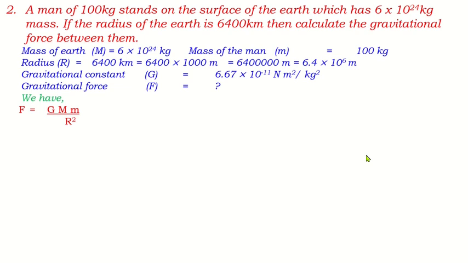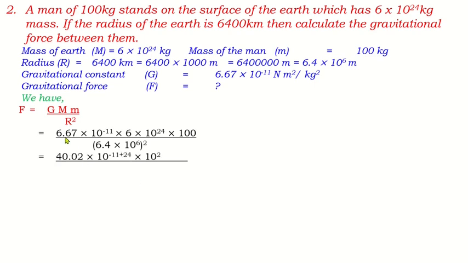Now I have to put the value of each of the physical quantities. This capital G is written here and capital M here. It is 6 into 10 to the power 24 and small m is 100 and radius is 6.4 into 10 to the power 6 whole squared. Now next, 6.67 if multiplied by 6 then 40.02, and 10 to the power minus 11 into 10 to the power 24 means 10 to the power minus 11 plus 24, and this 100 can be written as 10 squared.